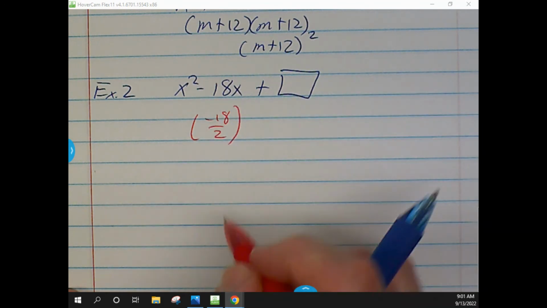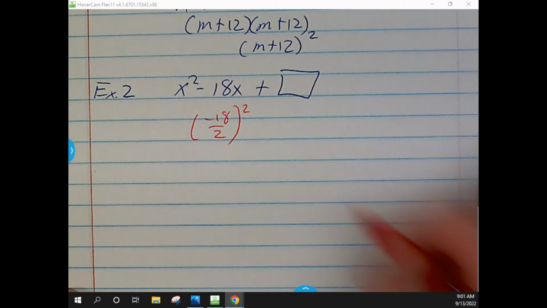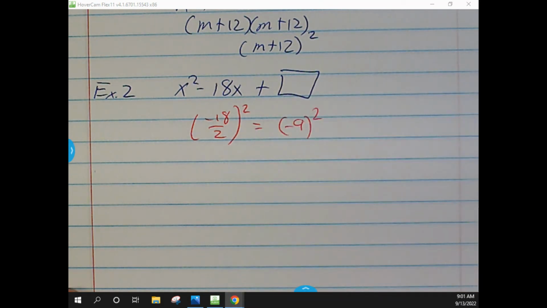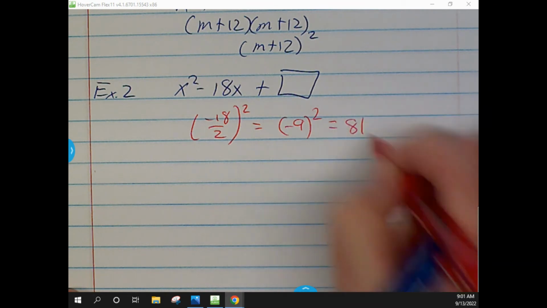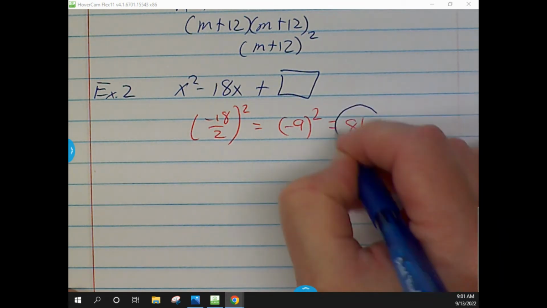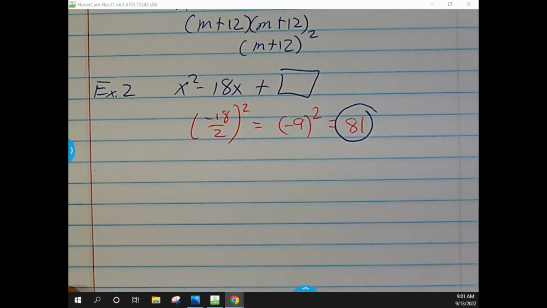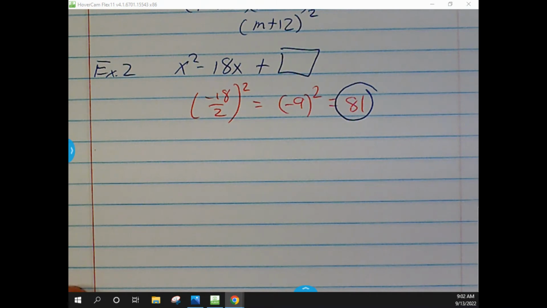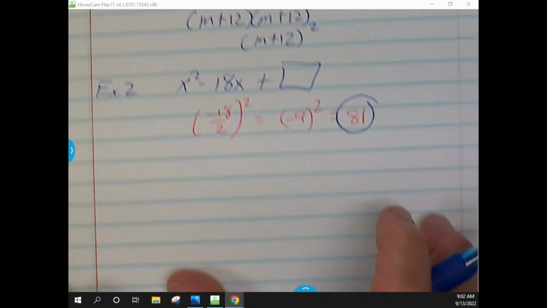Okay, it's negative 18 divided by 2 squared, which is negative 9 squared, which would be 81. Okay, so they ask you to find the missing term. Again, it's always that easy. Just take the number, divide it by 2, and then you square it.